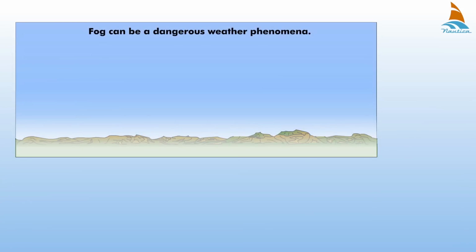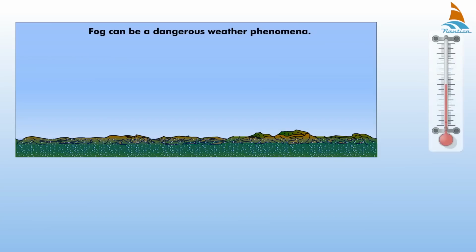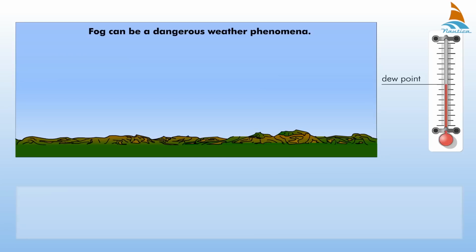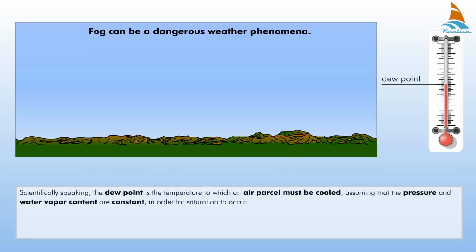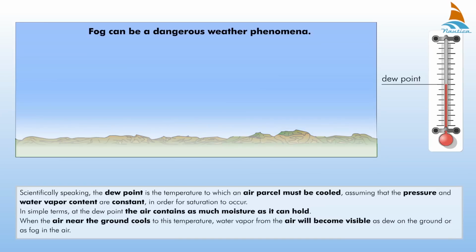Fog can be a dangerous weather phenomena. Fog may form either when there is a lot of moisture near the ground or when the air near the ground is cooled to its dew point. But what is the dew point? Scientifically speaking, the dew point is the temperature to which an air parcel must be cooled, assuming that the pressure and water vapor content are constant, in order for saturation to occur. In simple terms, at the dew point the air contains as much moisture as it can hold. When the air near the ground cools to this temperature, water vapor from the air will become visible as dew on the ground or as fog in the air.